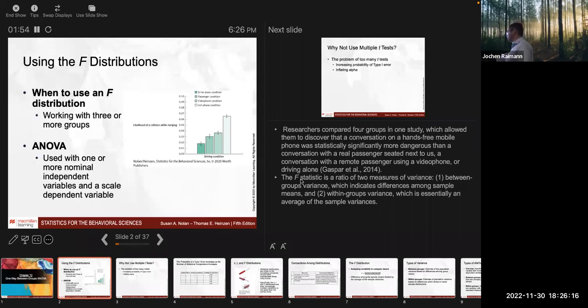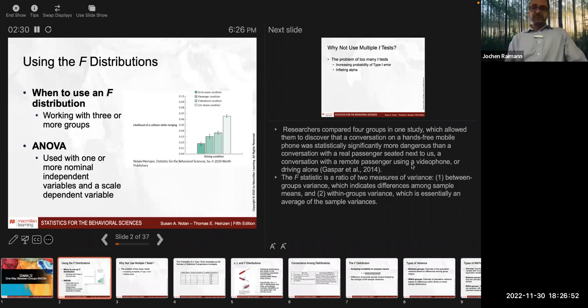Okay, so you have the likelihood of collision while merging, that's the dependent variable on the y-axis. You have a categorical independent variable with four different groups. You have a drive alone condition, you have a passenger condition, you have a video phone condition, the cell phone condition. When you look at those four groups, what would you intuitively think, how would you find out whether there are differences between those groups? Intuitively, you say, okay, compare this against this, this against this, this against this. So you basically go one by one by one by one. There's a problem with that.